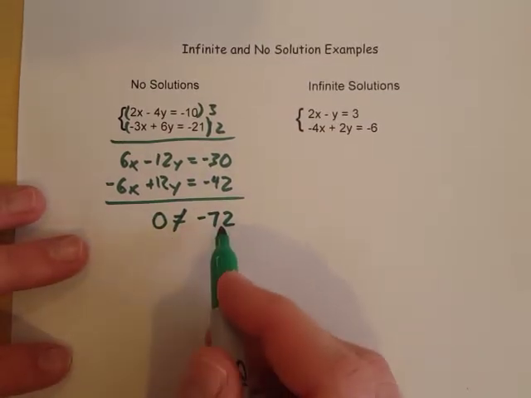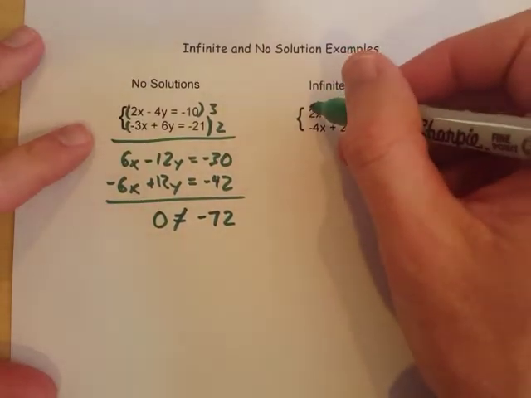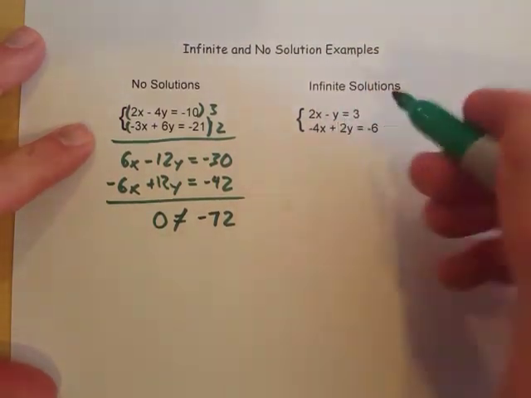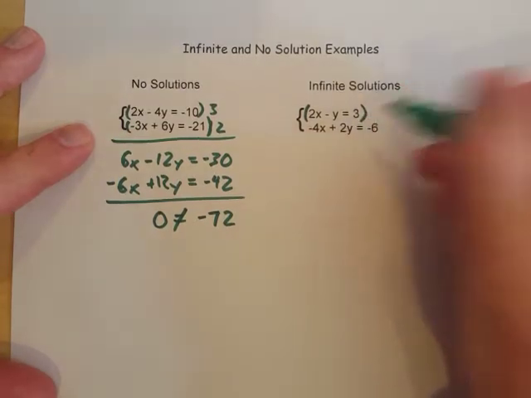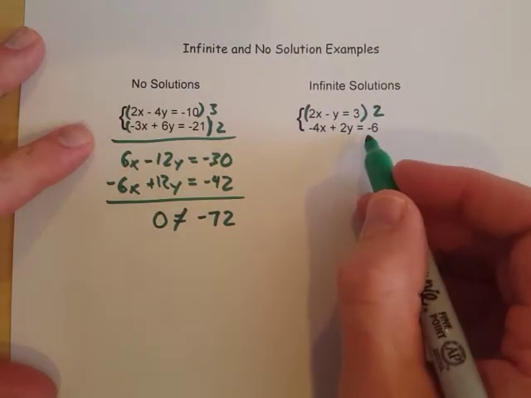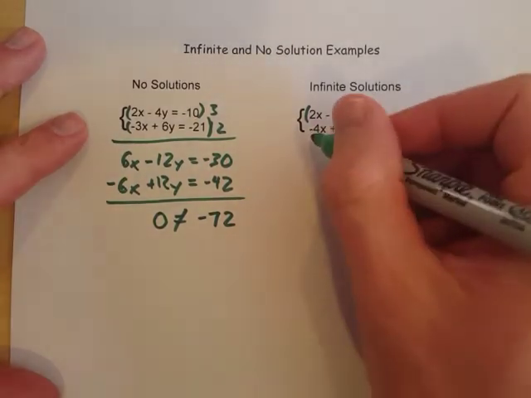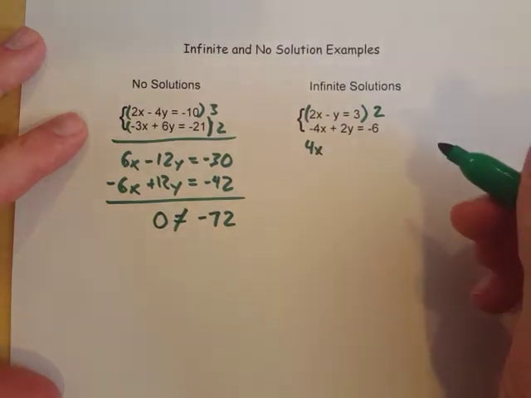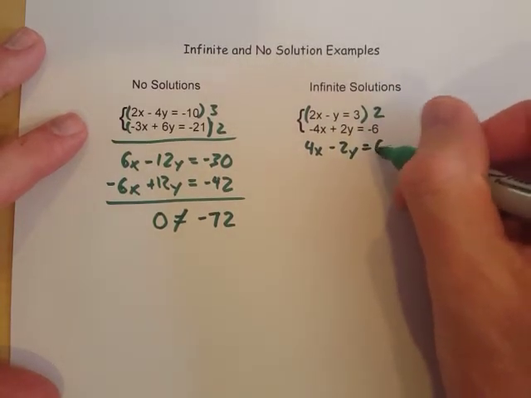Now in this other one, we're going to do the same thing. We're going to try to isolate one of the variables by eliminating. Let's again go with the x's. That means I need to multiply this first one by 2. The second one I'm going to leave as it is because they'll both be 4's then. So this will be 4x minus 2y equals 6.